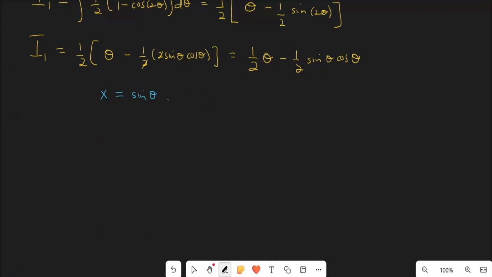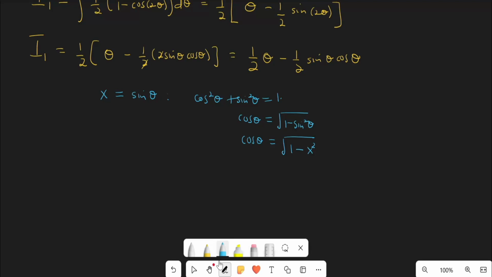And now from the Pythagorean identities, we know that the cosine square of theta plus the sine square of theta is equal to 1. So that implies that the cosine of theta is equal to the square root of 1 minus the sine square of theta. So cosine of theta in terms of x is going to be the square root of 1 minus, since sine of theta is x, sine square theta is x squared.